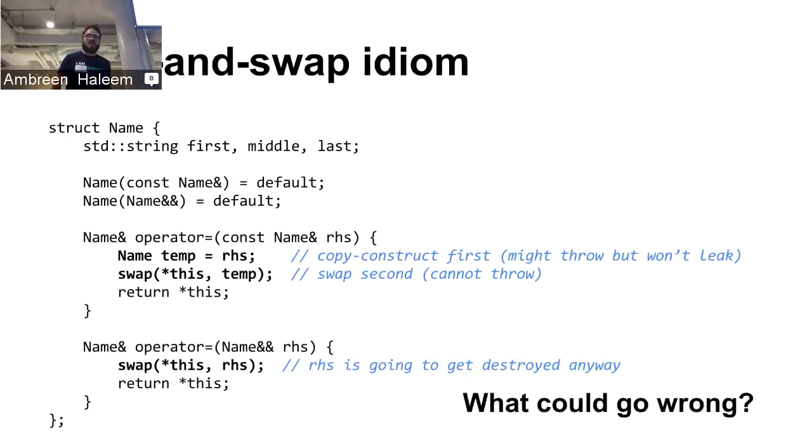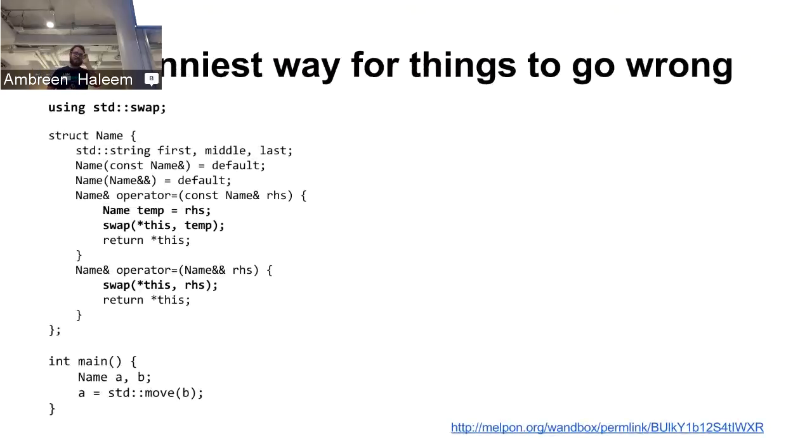Okay, so what could go wrong with this code? Here's the most entertaining way in which this can go wrong. This is the same code from earlier, but I've added using std swap at the top. Because we didn't actually say how we were going to implement swap, right? We said that we could theoretically implement it in a way that didn't throw.